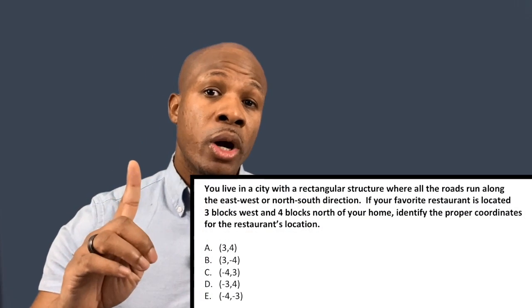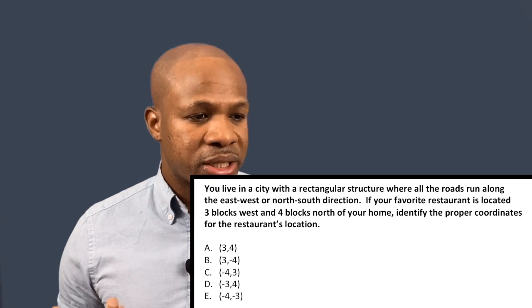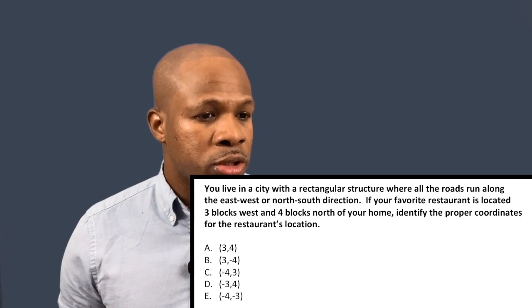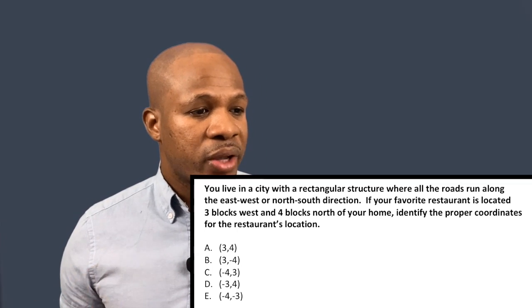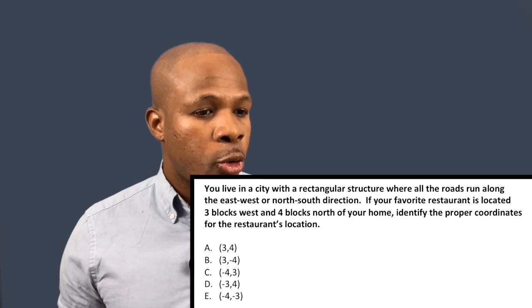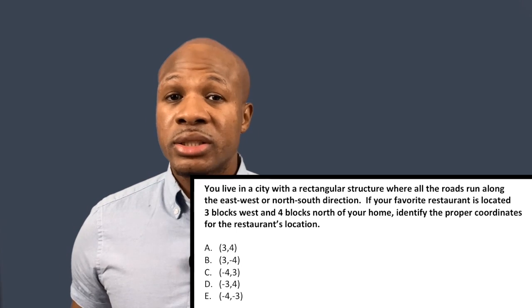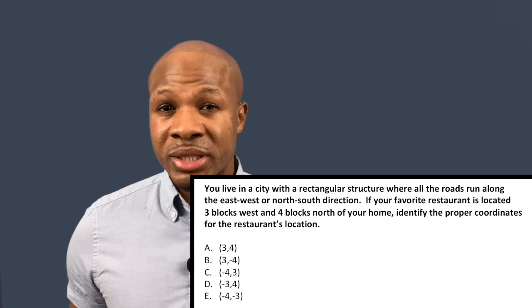All right, question number 1. Question number 1 says, you live in a city with a rectangular structure where all the roads run along the east-west or north-south direction. If your favorite restaurant is located 3 blocks west and 4 blocks north of your home, identify the proper coordinates for the restaurant's location. So this is a very easy problem, but you need to be familiar with what rectangular coordinates is.